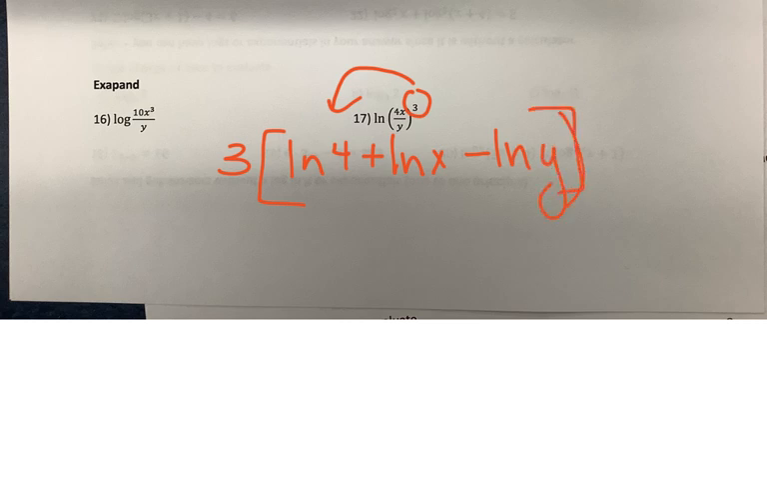Next one, you don't bring the exponent down until it's around everything. So in this case, the 3 applies to everything. So the 3 is going to come down. I'm going to write that out there in front with a bracket. And I've got natural log of 4 plus natural log of x. And again, minus natural log of y. Brackets are just like parentheses, if you use parentheses that's fine too. But again, breaking up the multiplication with addition, and division is subtraction.